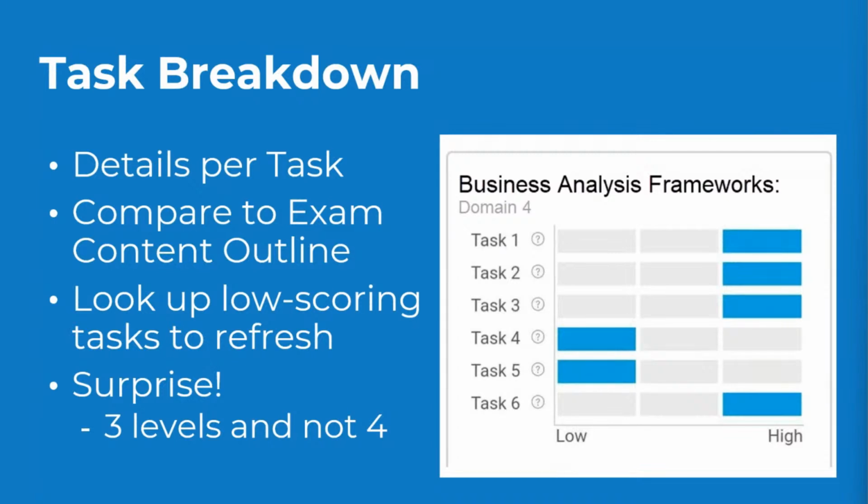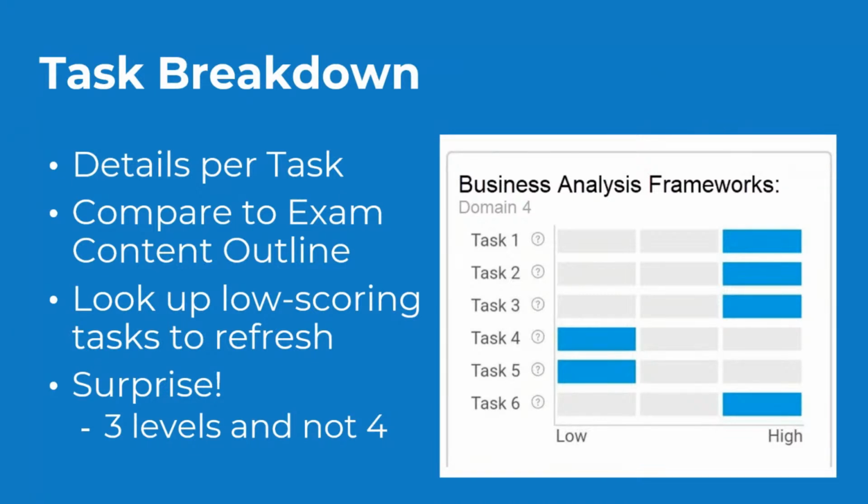You can now print this out, right? And you can compare this to the exam content outline and see where you are and how you are doing. Okay, so let's take a look at this. This is what the exam result report tells you, right? You did well on 1, 2, and 3, not so well on 4 and 5, okay again on 6.